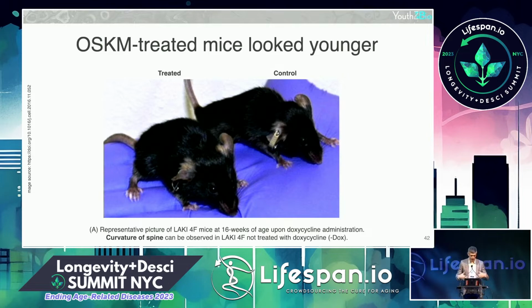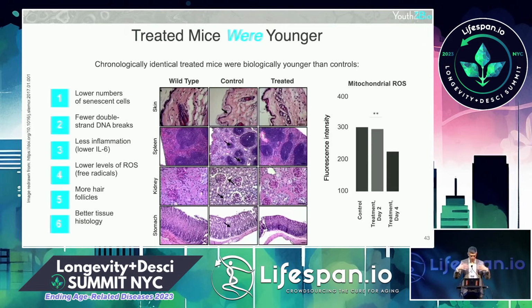And their mice, even visually, looked younger, but more importantly, based on biomarkers of aging, like listed here, senescent cells, DNA breaks, inflammation levels, the treated mice were younger than the untreated mice. And their tissue histology looked better, and in many other biomarkers that they looked at, the mice treated with partial reprogramming looked better than untreated ones.